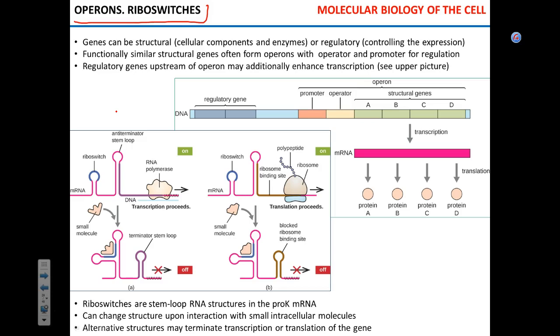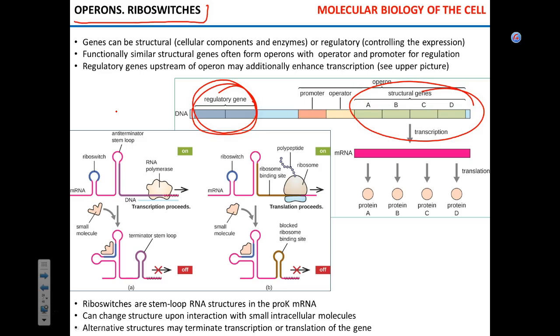Okay, so genes generally can serve two functions. Genes can be structural, which means they encode components of the cell or they encode various enzymes. And genes can be regulatory. Regulatory genes may or may not produce proteins, but importantly, regulatory genes are responsible for changing the expression when the environment changes. They regulate, right? So in operons, regulatory genes control the expression of structural genes. Okay? Does that make sense?